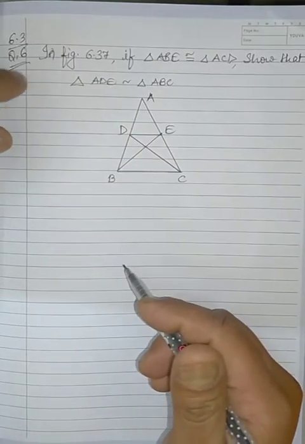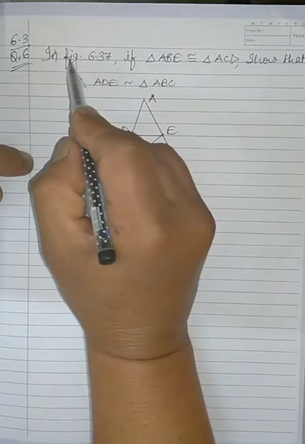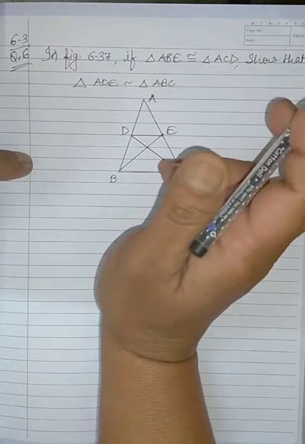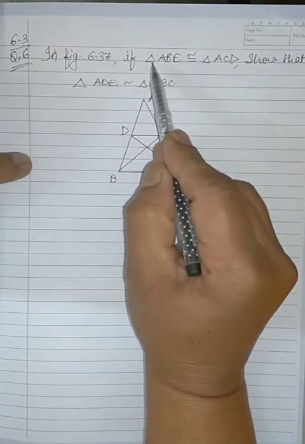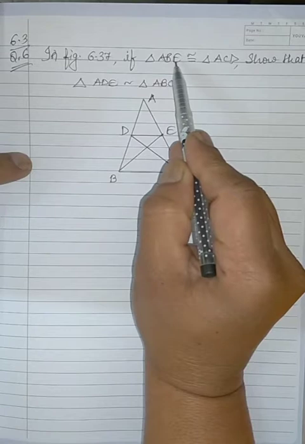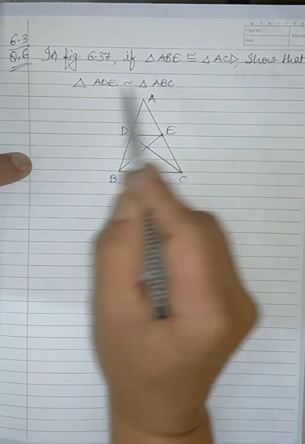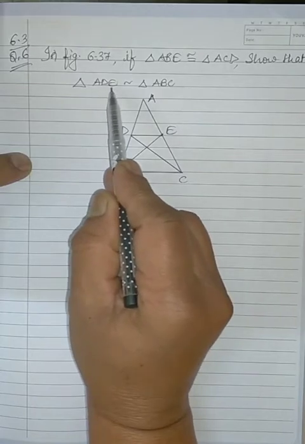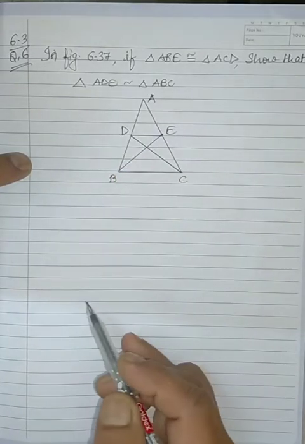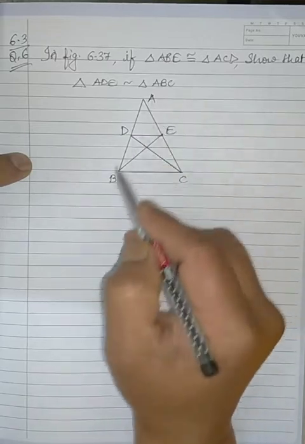Exercise 6.3, question number 6. In figure 6.37 of your NCERT book, if triangle ABE is congruent to triangle ACD, then show that triangle ADE is similar to triangle ABC. So this is the figure we are given.